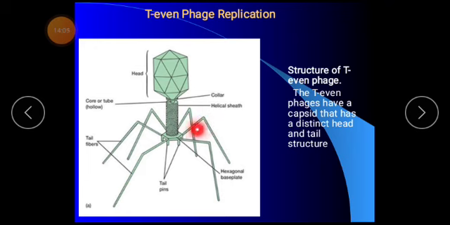a T letter shape. So the structure of T-even phage: the T-even phage has a capsid that has a distinct head and tail structure. This is the distinct head, and this is what you call the tail fibers or tail structure. This is a part of the tail, and this is a part of the head. This is what we call T-even phage replication.